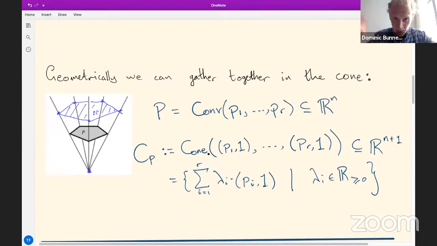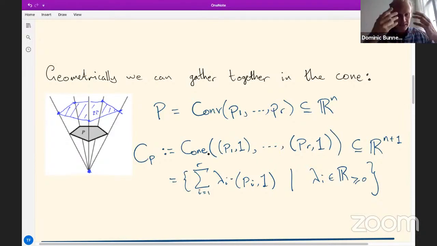So a nice geometric way that we can gather together all these dilations is in the cone. What we do is take the polytope P, which is the convex hull of P1 to PR. Suppose it's in R^n, and we're going to put P in R^(n+1) at level 1. You add a dimension, set that new coordinate to 1, and then take the cone over this polytope.